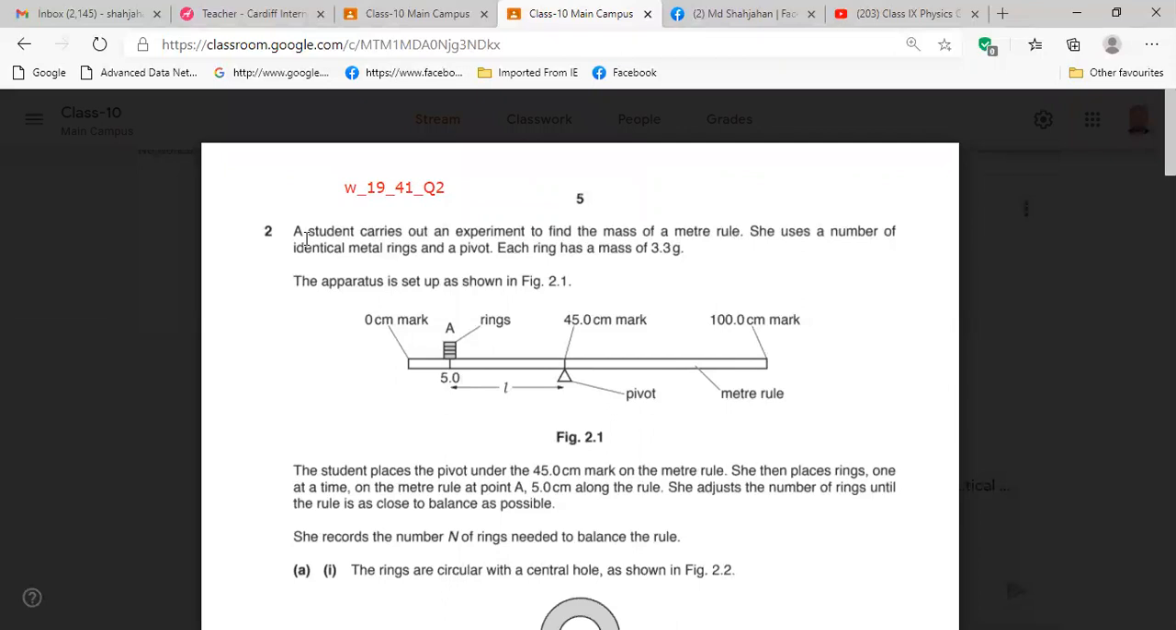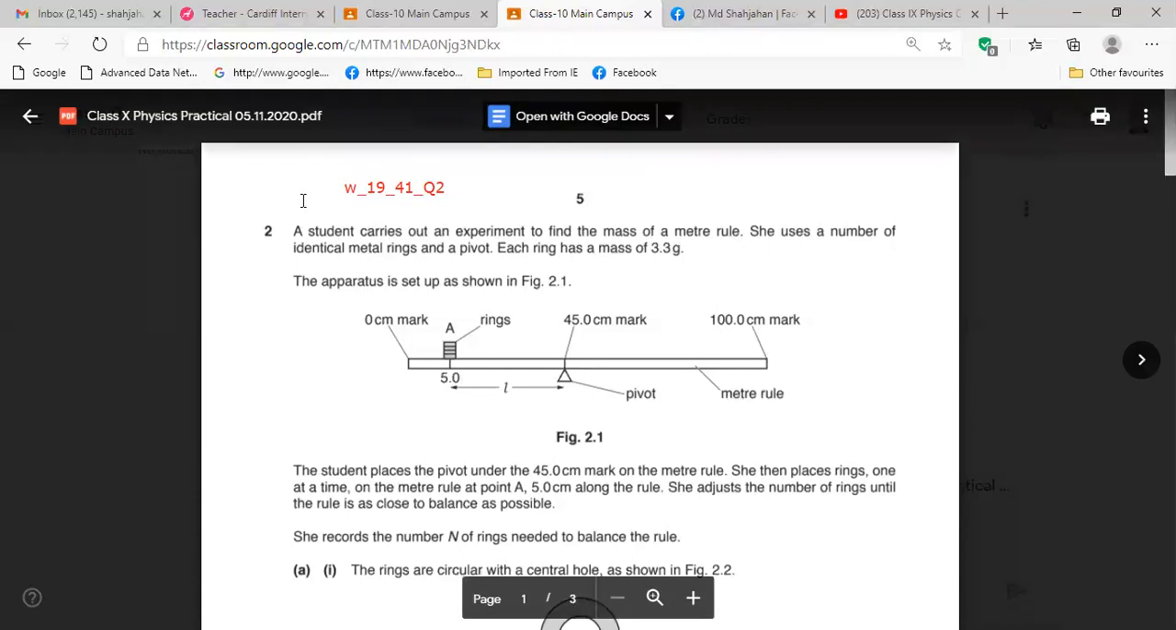The student places the pivot under the 45.0 centimeter mark on the meter rule. She places rings one at a time on the meter rule at point A, 5.0 centimeters along the rule. She adjusts the number of rings until the rule is as close to the balance as possible. She records a number n of rings needed to balance the rule.